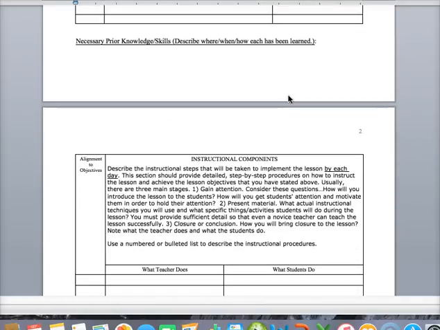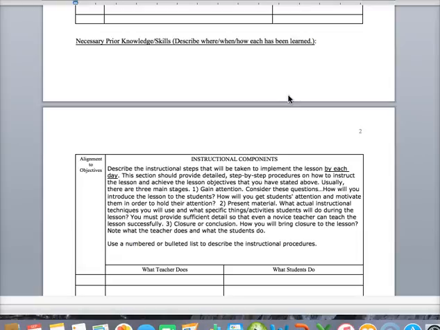Necessary prior knowledge and skills. Okay, so here you have to think about what students already know and what they don't know about what's going on here. What do they have to know? Is there some vocabulary that you might have to teach them? And how will you do that? If you're using iPads, and using an iPad application, and they have not used one, you might have to show them how to navigate through an iPad. You may have to show them various things.